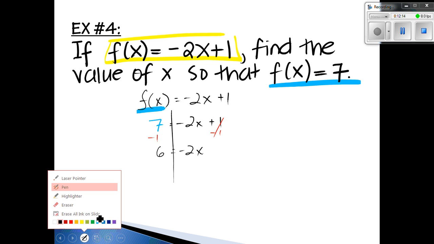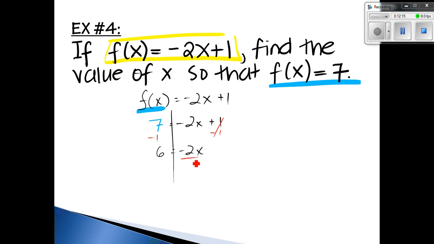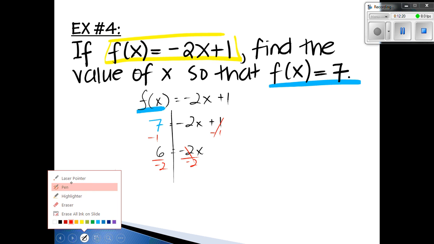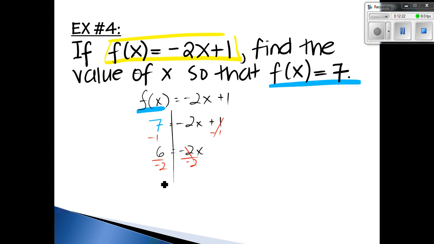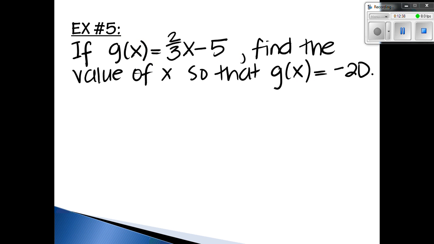Okay, and then keep solving. What do we have to do now? Divide by negative 2. And when we divide by negative 2, 6 divided by negative 2 is negative 3. So we get negative 3 equals x is our final answer. So all we did was plug in, and then we had to solve. All right, last one. Same thing.